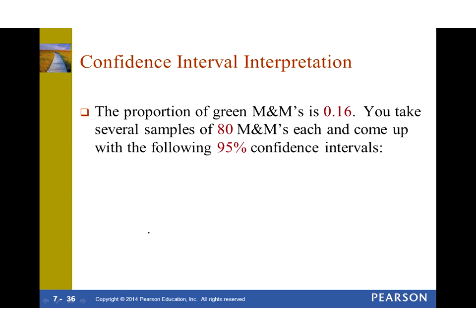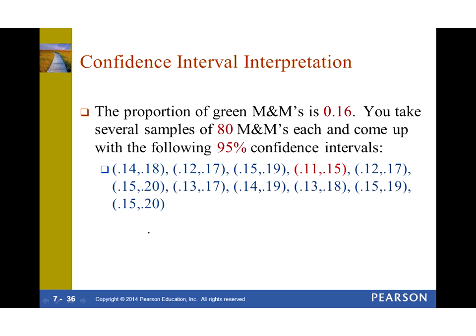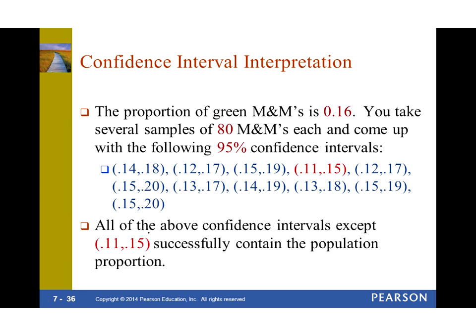The proportion of green M&Ms is 0.16. You take several samples of 80 M&Ms each. So you're going to be doing several confidence intervals of 80 M&Ms each and come up with the following 95% confidence intervals. Now, if we look here, all of the above confidence intervals except 0.11, 0.15 successfully contain the population proportion.